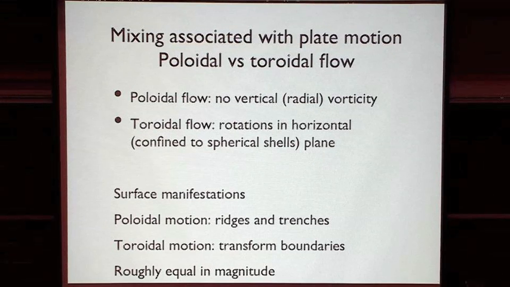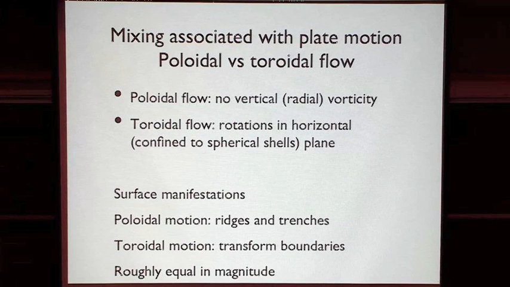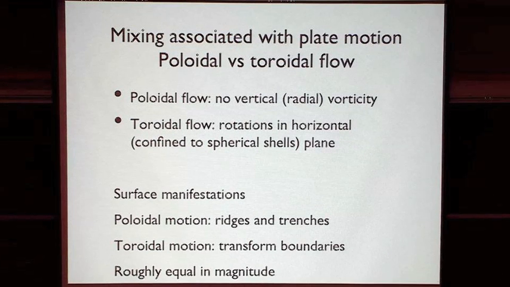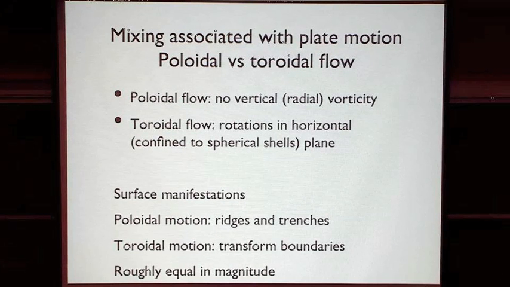And this is what the toroidal flow is. It's the flow that involves rotations in the horizontal plane. And there's surface manifestations on the Earth of these 2 types of flows. Ridges and subduction zones, ridges and trenches, for example, involve poloidal motion. Transform boundaries generate toroidal motion. And at least at the present time, the magnitude of these 2 components of our velocity field are about the same.